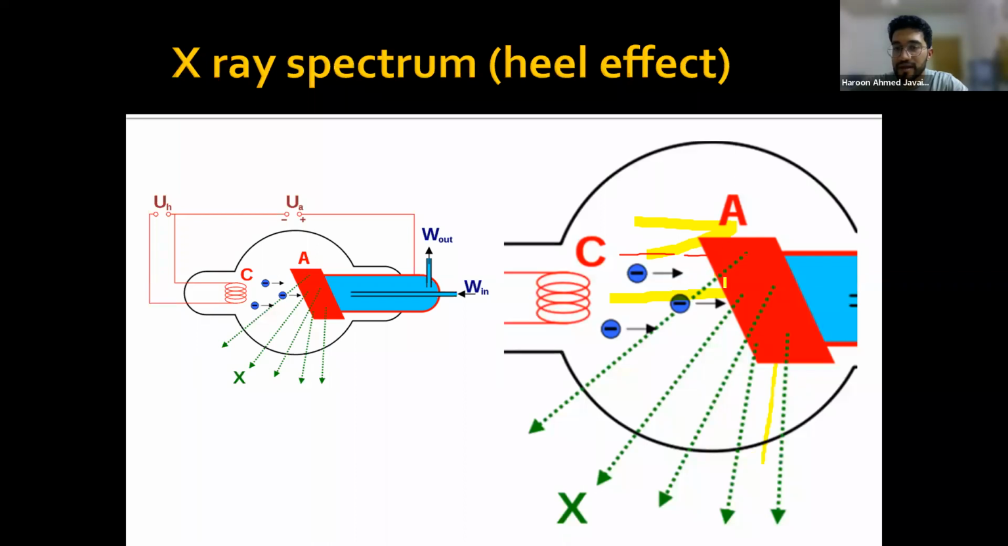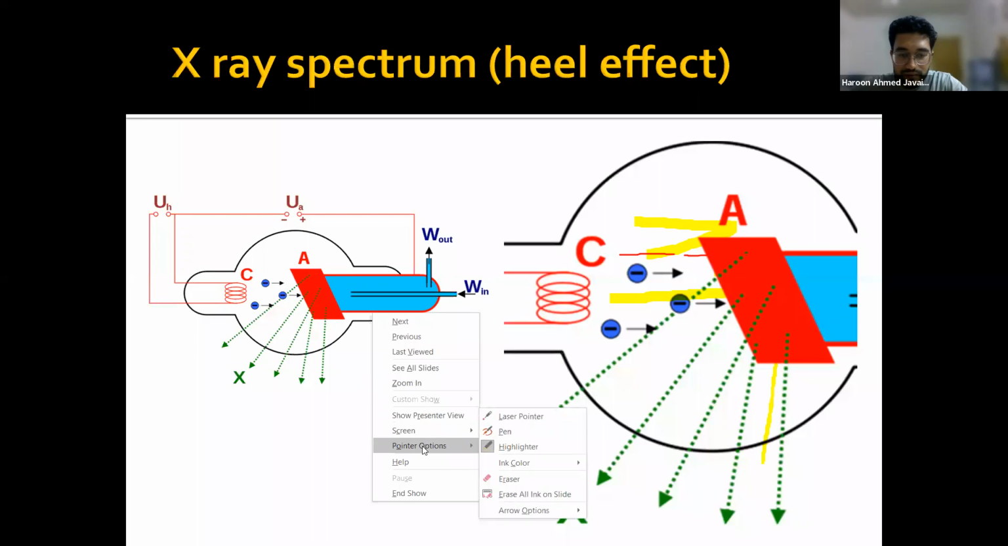Oh my God, this pointer is bad. Color pointer, where are you? Pointer options in color. Thank God.